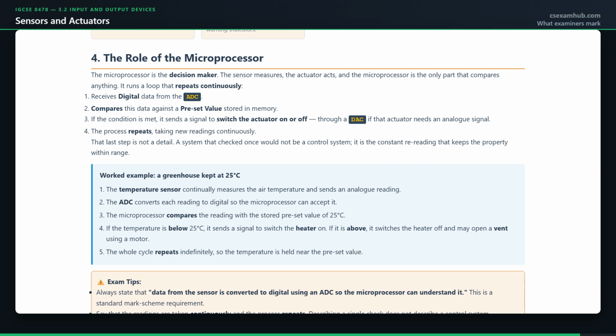Third, keep the jobs separate. The sensor measures and nothing else. The microprocessor compares and decides. The actuator acts. Never let the sensor make the decision. And fourth, name the preset value explicitly as the thing the reading is compared against. Get those 4 into an answer, and there is very little left for an examiner to take away.